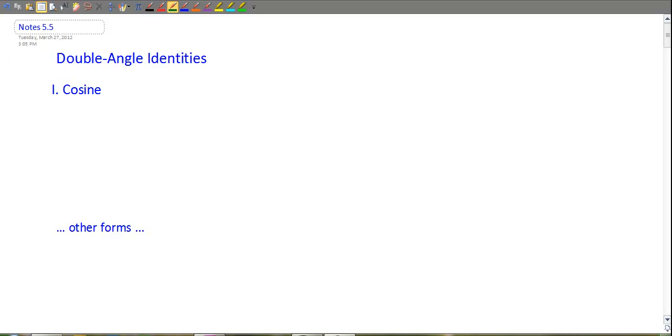Well, we're almost done with our chapter on identities. We're going to talk this time, though, about double angle identities. So I'm going to take a few minutes and actually show you how you can derive these identities if you're given a little bit of information.